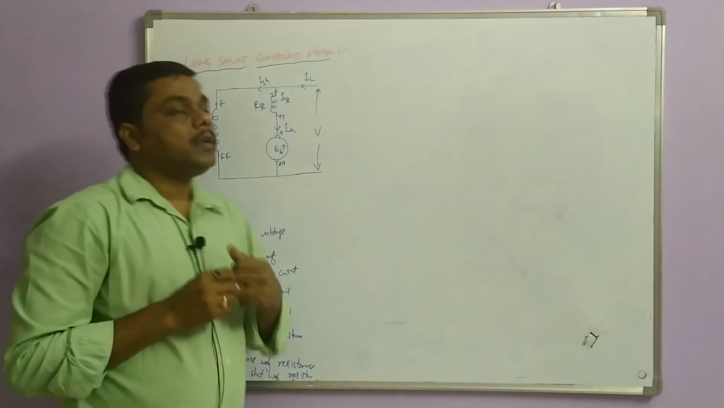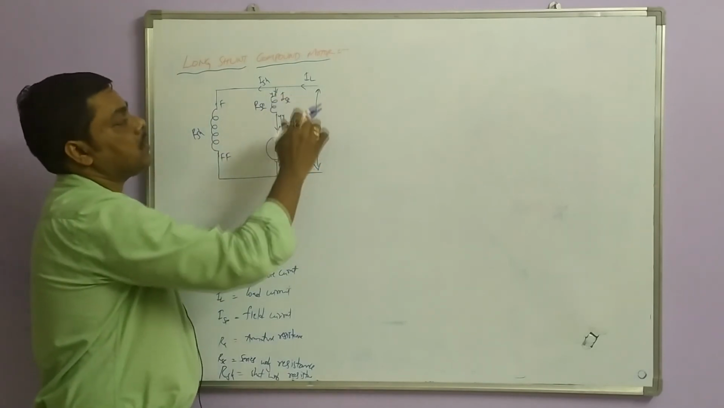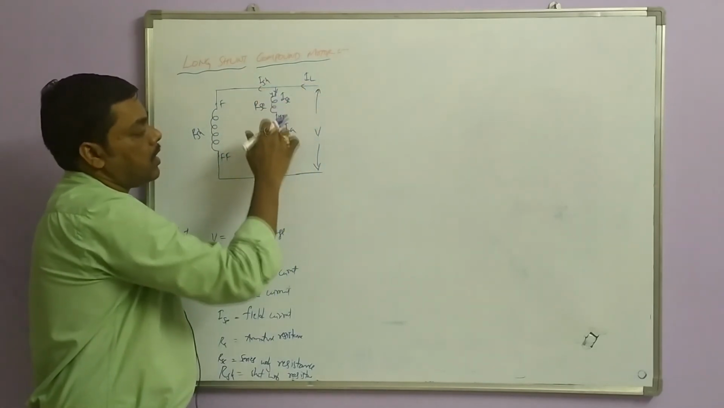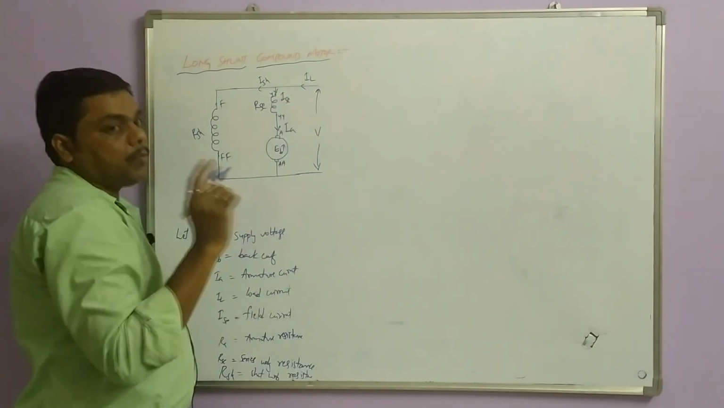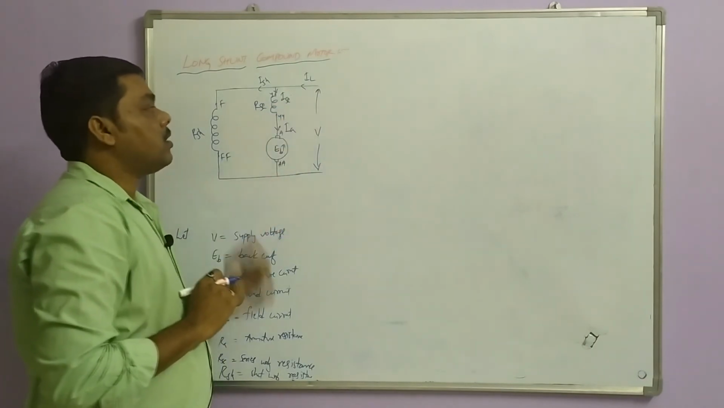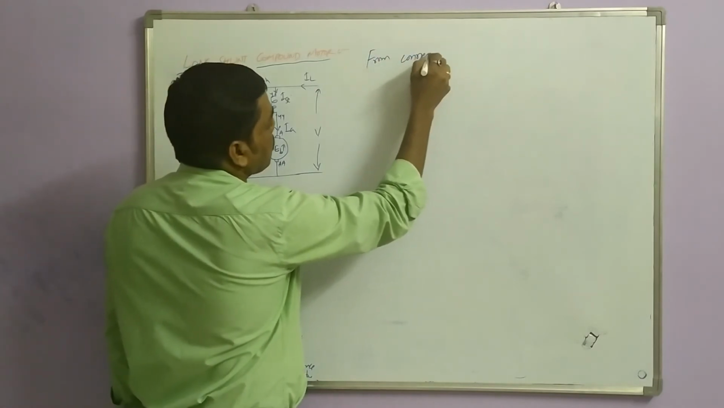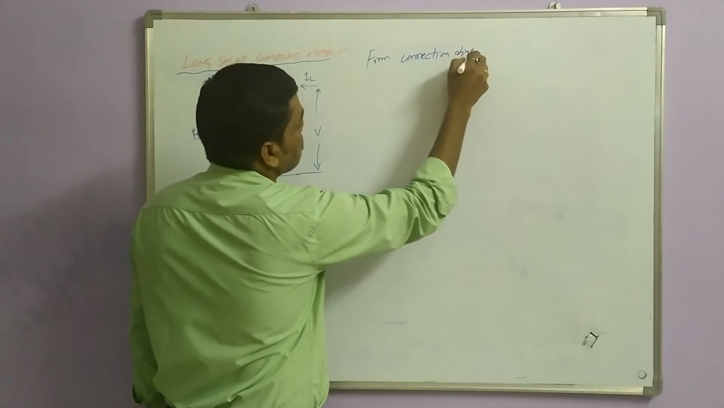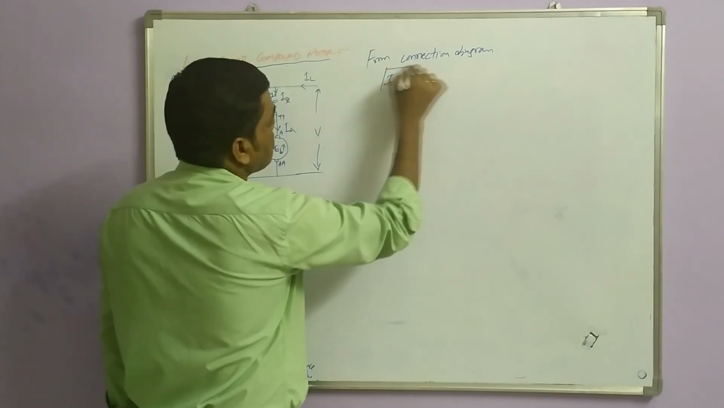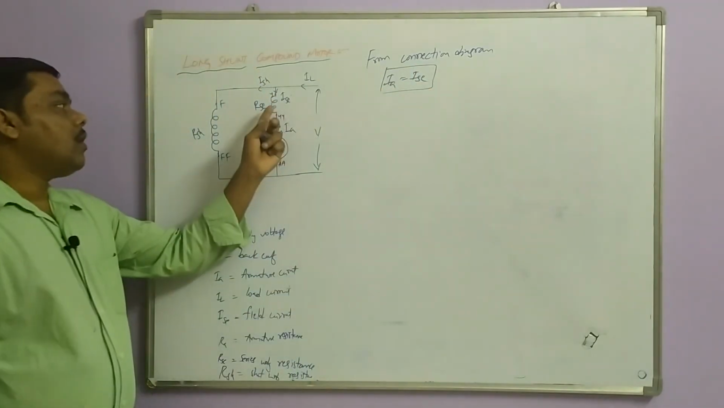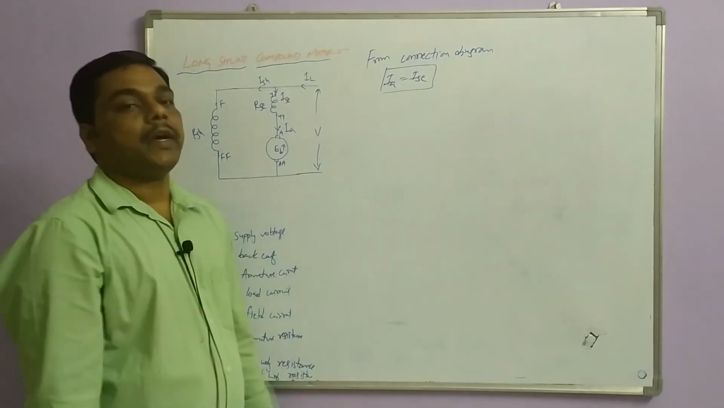Now how are we going to determine the current and voltage relations? Observe the series winding and armature, with currents IAC and IA. The same current is delivered from the load to the armature. So from the connection diagram, IA is equal to IAC. This is a basic relation: the armature current and series winding current are both the same.